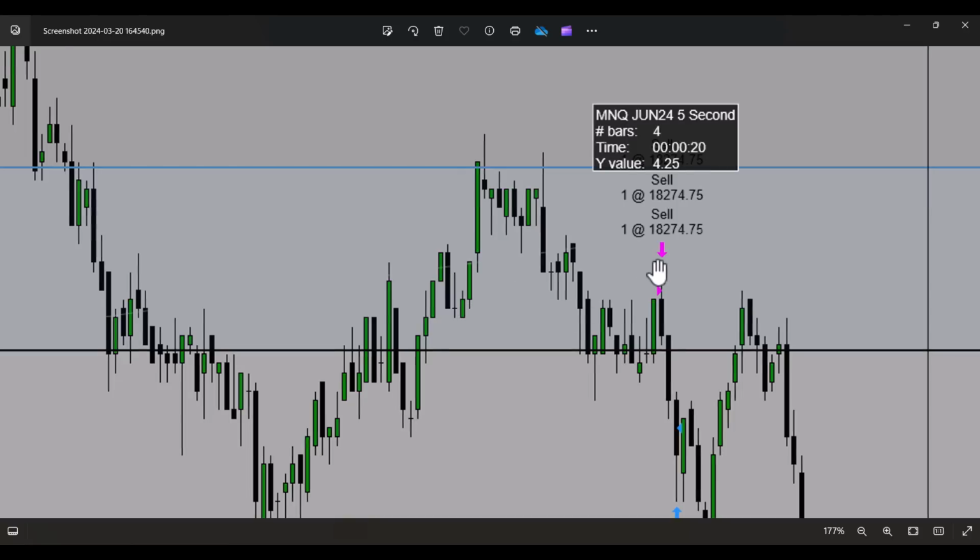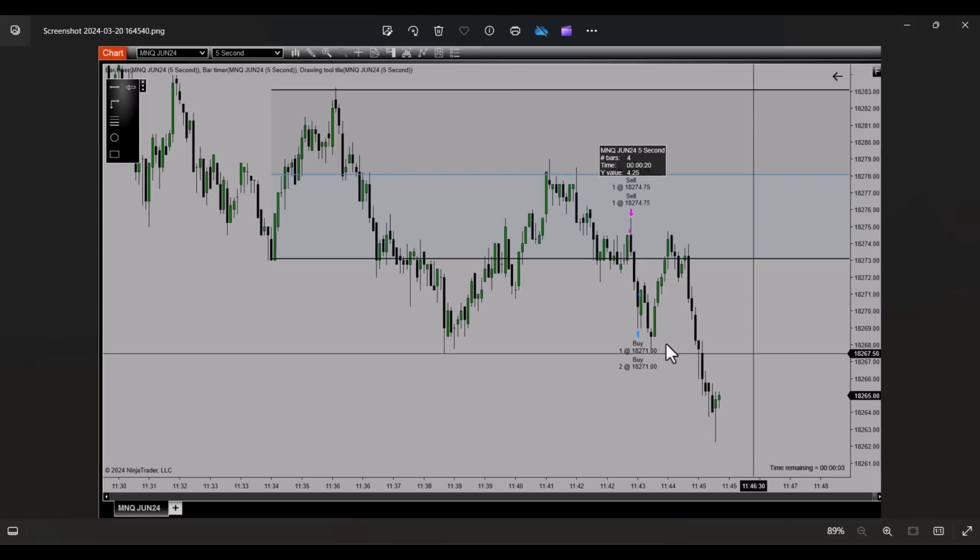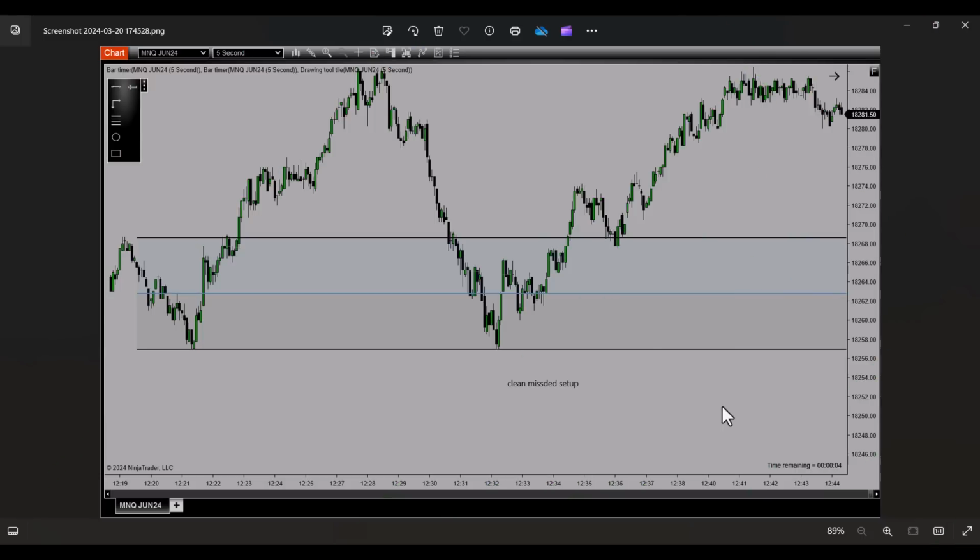Return back to it. Take my entry from here, exited from here. And as you can see, we have another pullback and price kept going down. Another example, but this was a missed setup. So as you can see here, this is the zone, the 1 minute zone. But as you can see, it's also visible on the 5 second time frame.